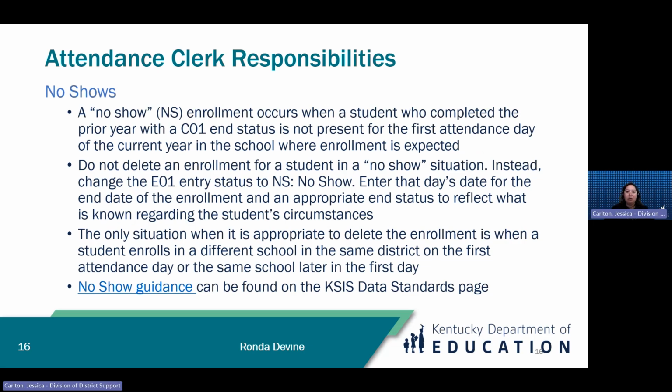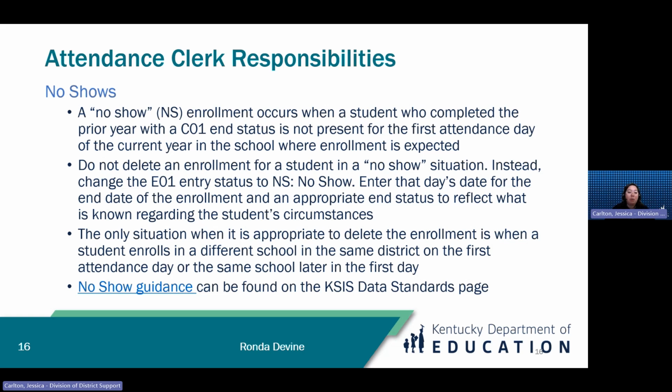No-shows. Going into the new school year, we always get a lot of questions on no-shows. A no-show is when a student completed the previous year with a C01 status, which means we thought they were coming back, and then they haven't returned on the first day of school. So when the student doesn't return for the first day of school, they get that no-show enrollment. It's important to not delete a no-show enrollment. Instead, if they do show up, you need to change that E01 status to a no-show and enter the date that they have showed up.